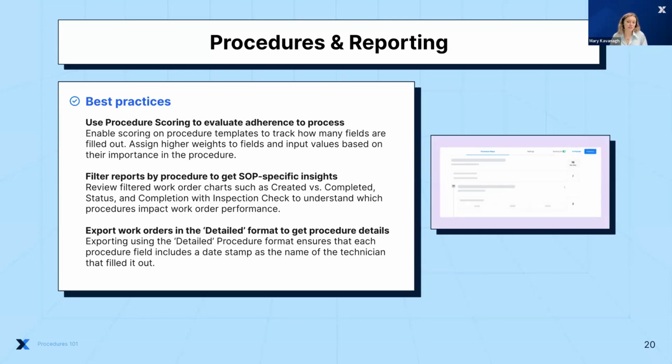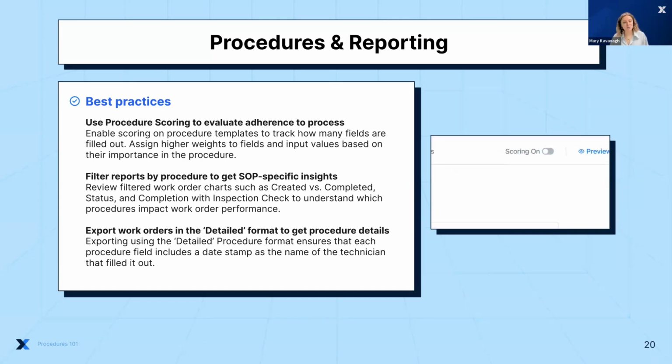Secondly, filter your reports by procedure to get SOP-specific insights. If you have a PM, most likely it's always going to be done with that same procedure. So that's where you can see the trends and identify any blocks, identify anything that may be causing a negative trend on work order performance.